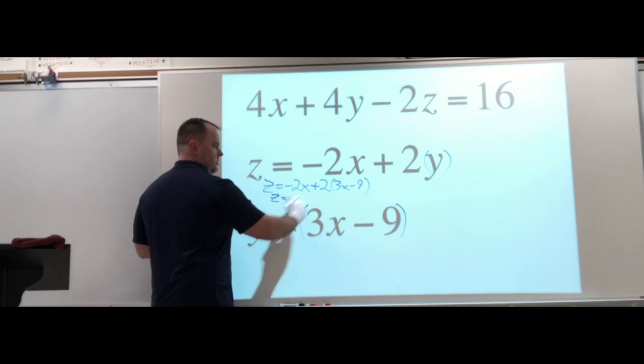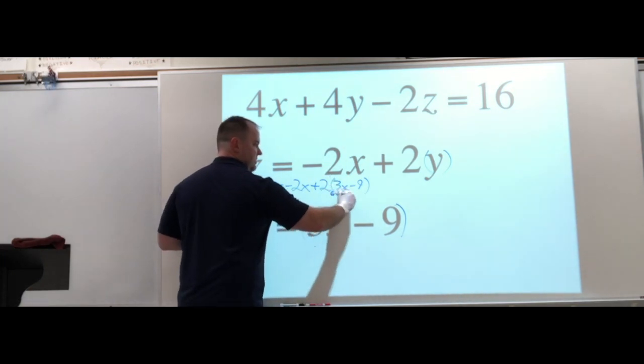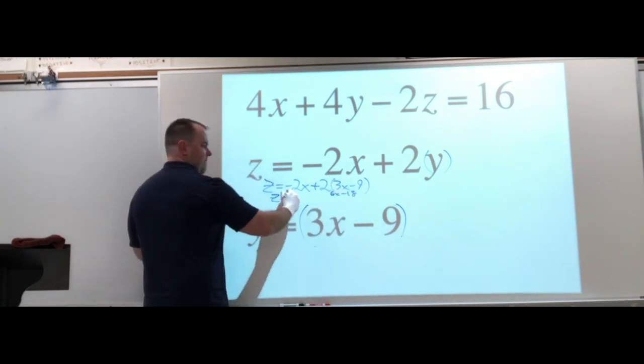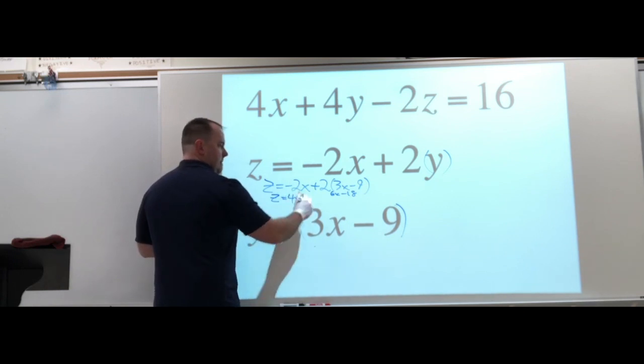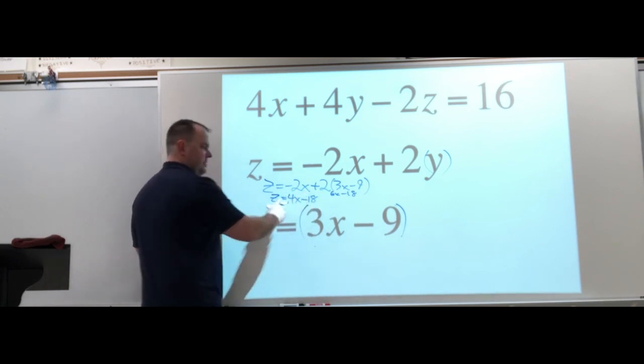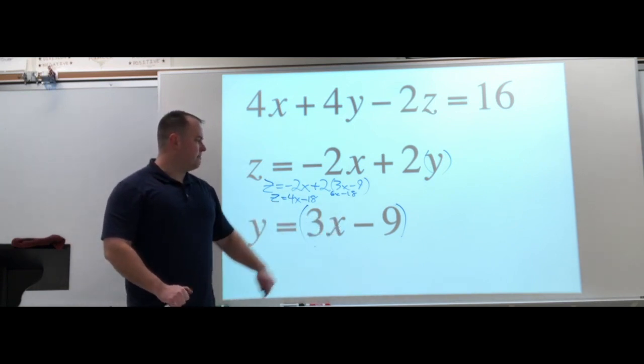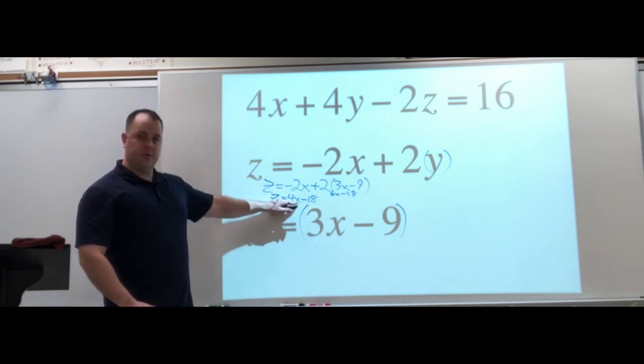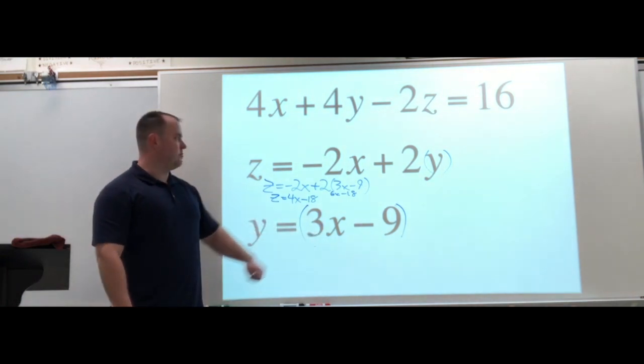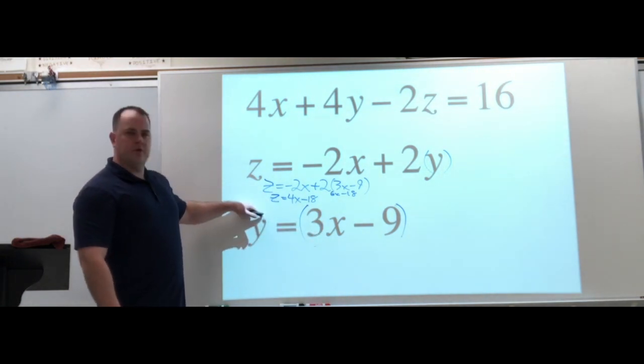Z equals, doing the distributive property gives you 6x minus 18. I'm going to have 4x minus 18. So I have z, I have 4x minus 18. Y, I have 3x minus 9. Okay? A z that equals an x expression, a y that equals an x expression. So now I'm saying, what can I do with those two?